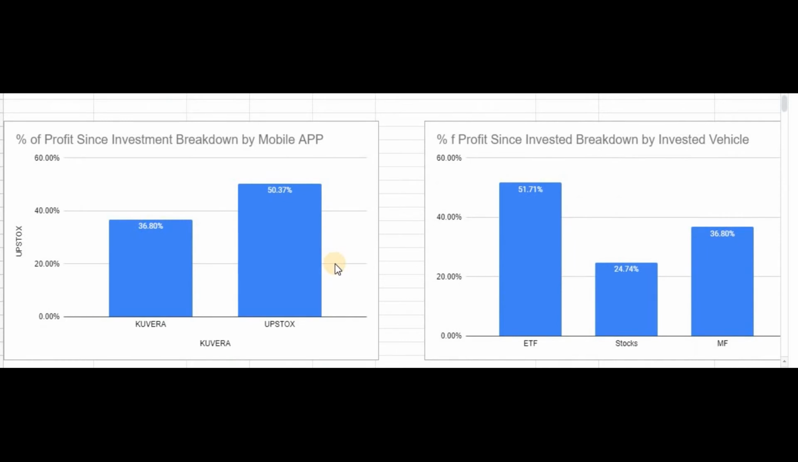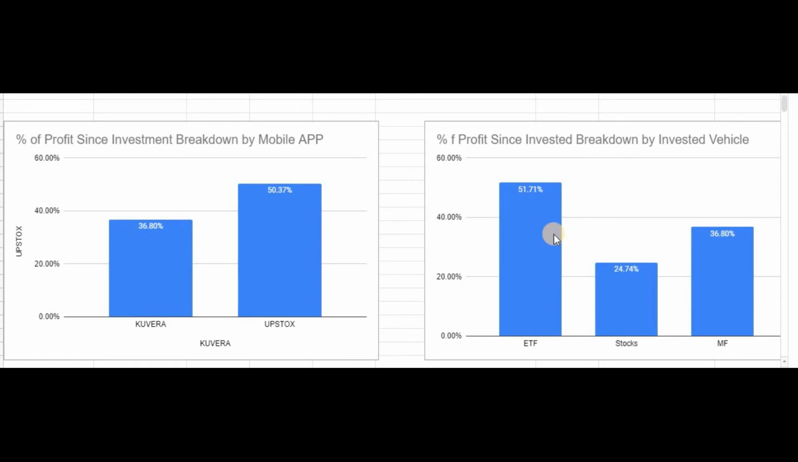Now moving on to the next. By seeing this, you can easily understand that these two are called bar graphs, and the title of this bar graph is percentage of profit since investment, breakdown by mobile app. So from my investment till date, it is explained here. By seeing these 2 bars, you can clearly understand that Upstox has the highest profit, that is 50.37%, and the least profit is in Kuvera, that is 36.8%.